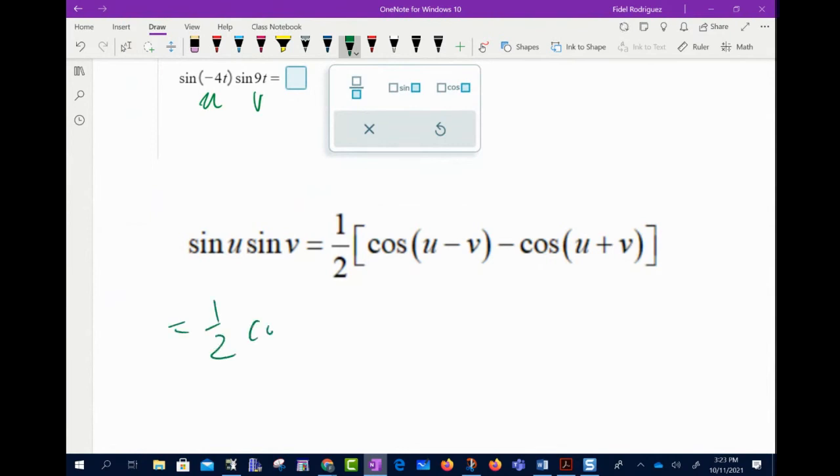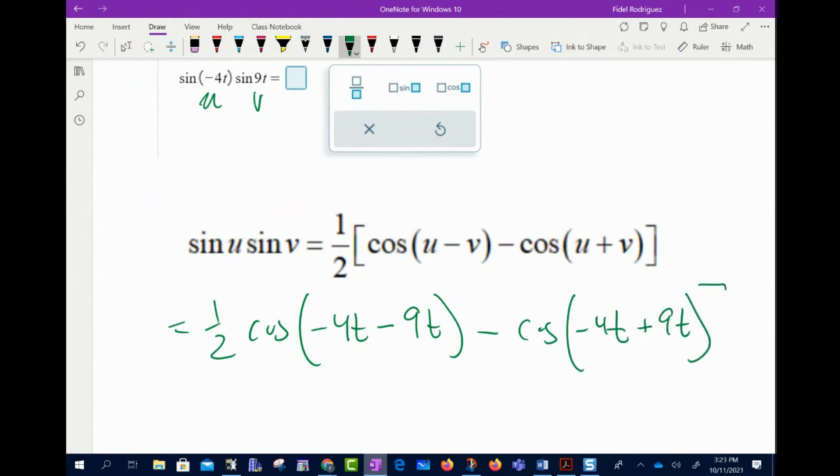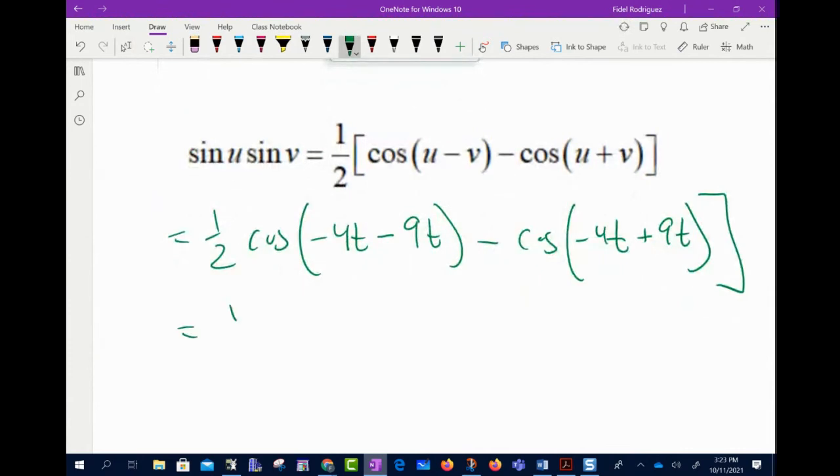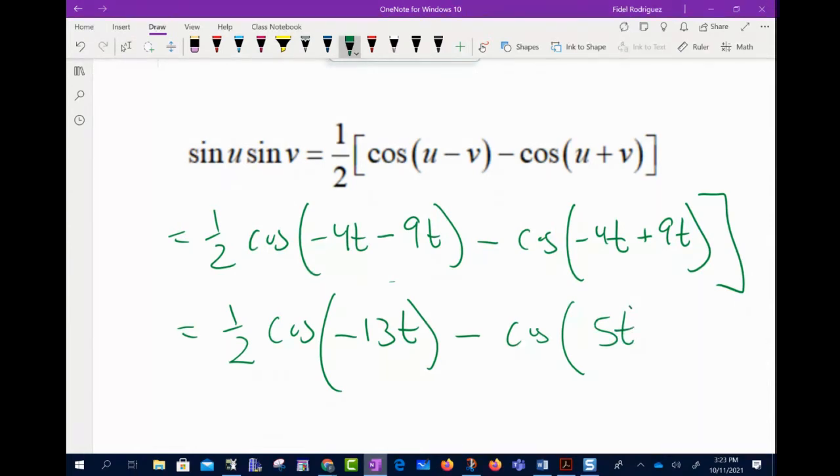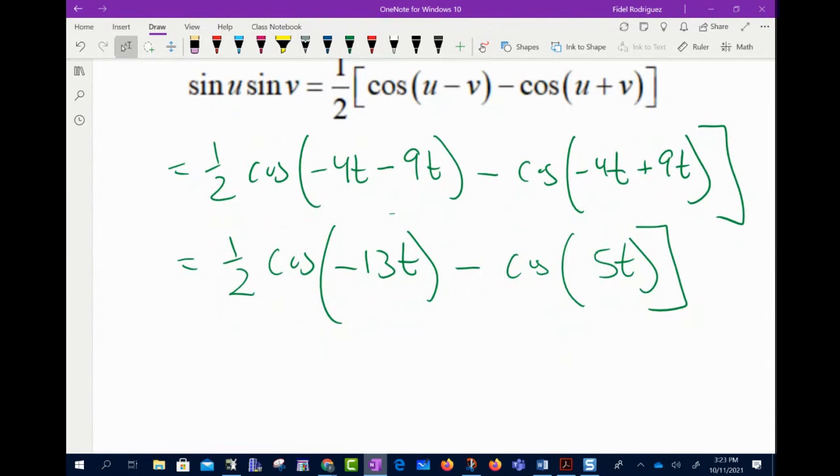We're going to write out 1/2 cosine of negative 4t minus 9t minus cosine of negative 4t plus 9t. Okay. So this here is going to be 1/2 cosine of, isn't that negative 13t, minus cosine of 5t? Okay. Got to put the brackets right here. And I would probably stop right there.